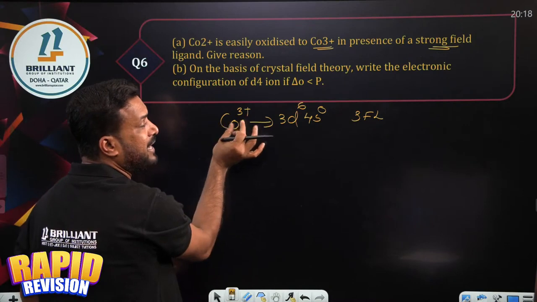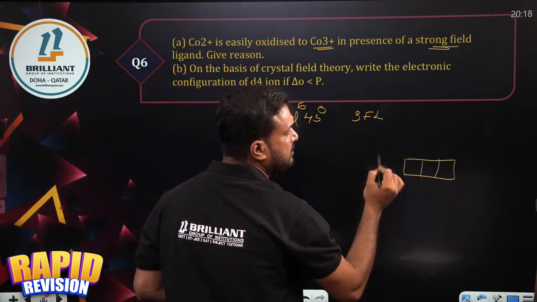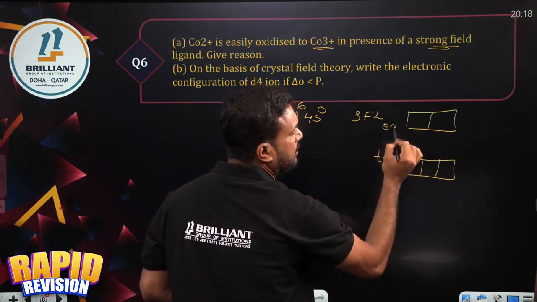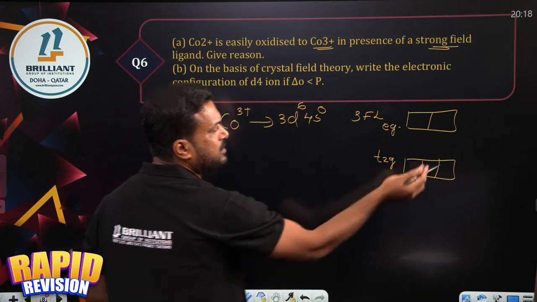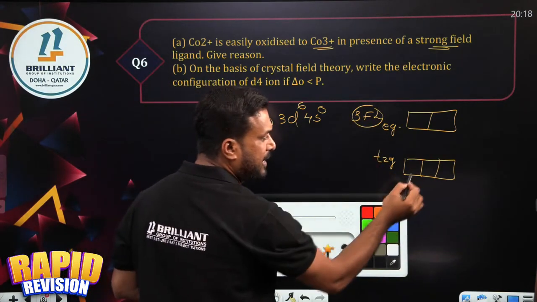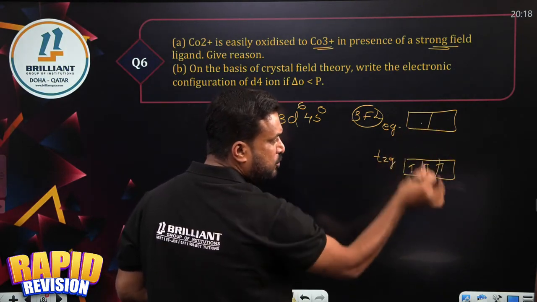A strong field ligand will pair up the electrons. Pairing up the electrons means, you know, we have T2G and we have EG, 2 orbitals. When 6 electrons are there and it's a strong field ligand, what happens to the electrons? The electrons will pair up in T2G itself, 1, 2, 3, 4, 5, 6, and these two will be pairing up.